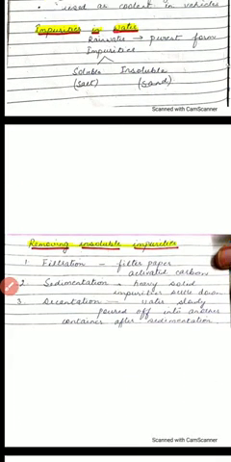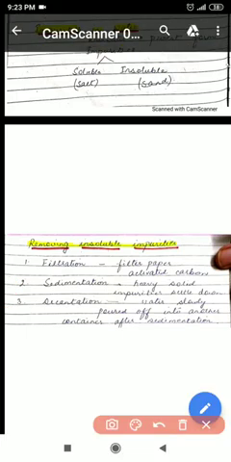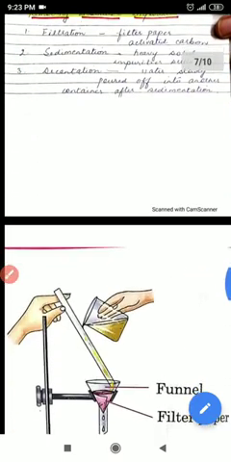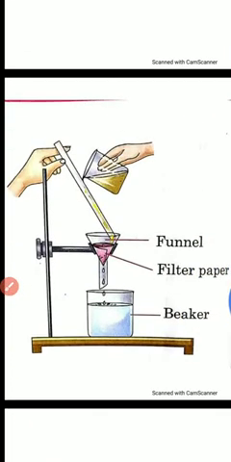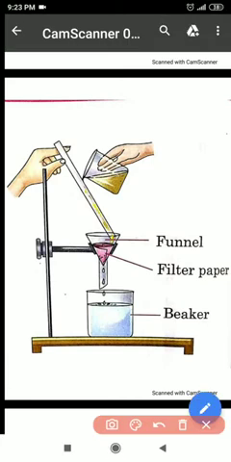Now we can remove insoluble impurities with the help of three processes: filtration, sedimentation and decantation. Now what is filtration? In filtration, as you can see in this figure, we use a filter paper, and we pour water with the help of a beaker, and with the help of the filter paper all the insoluble impurities will be filtered here, and in the beaker we can have the pure water.